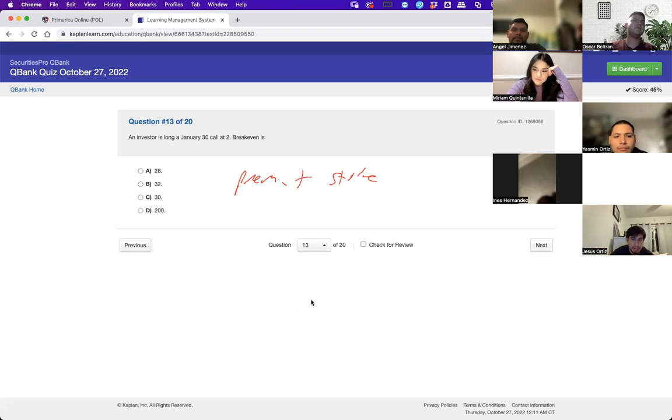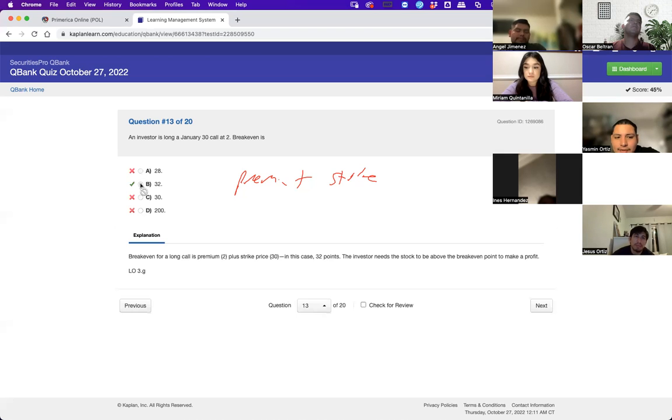All right, an investor is long a January 30 call at 2. So this one here, if it's a long call, we want to go up. So we're just going to add the strike price plus the premium. So now it's going to be 32. Now it's right. 32, right?